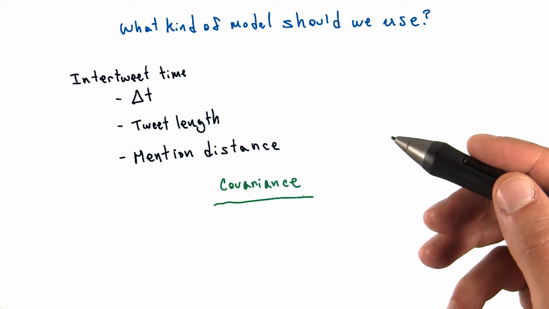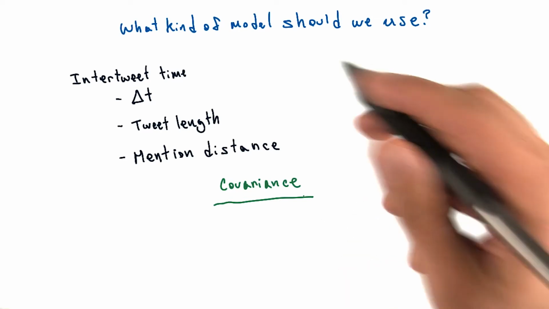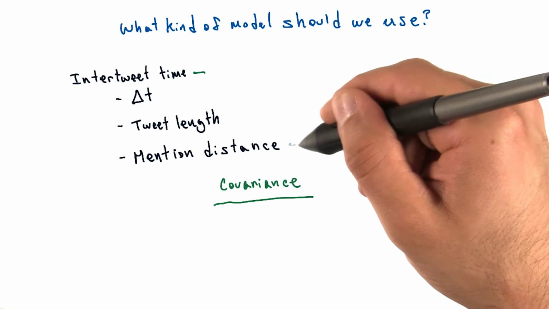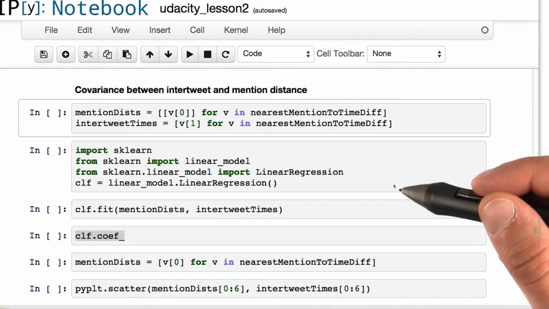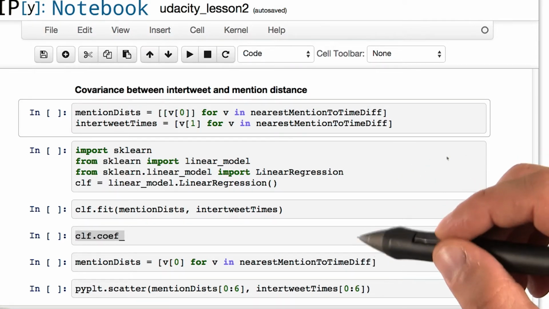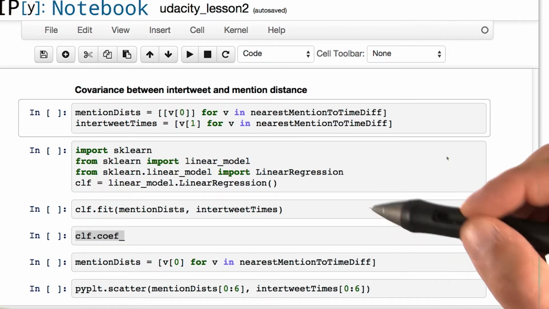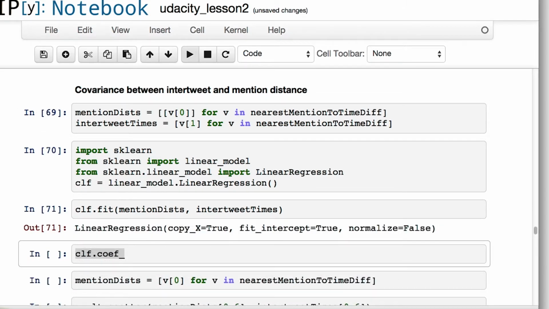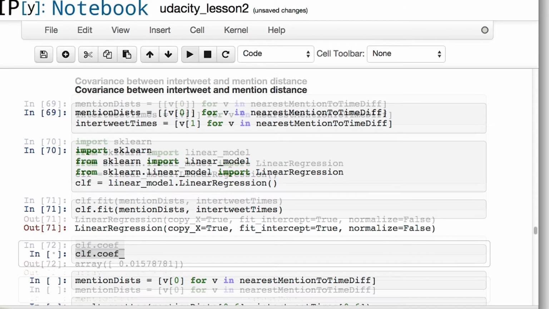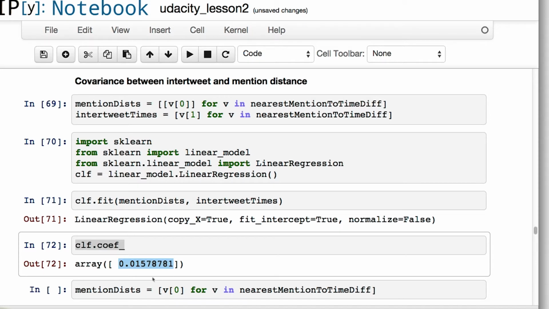Specifically, let's go into IPython Notebook now and examine the covariance between intertweet time and mention distance. To evaluate covariance between intertweet time and the mention distance, we're going to use the linear regression model from the sklearn package. We're going to ask the question, essentially, what does linear regression think the relationship is between intertweet time and mention distance? So we fit the model. The coefficient of the model will give us our value for covariance. As you can see, the coefficient is quite low, 0.015.